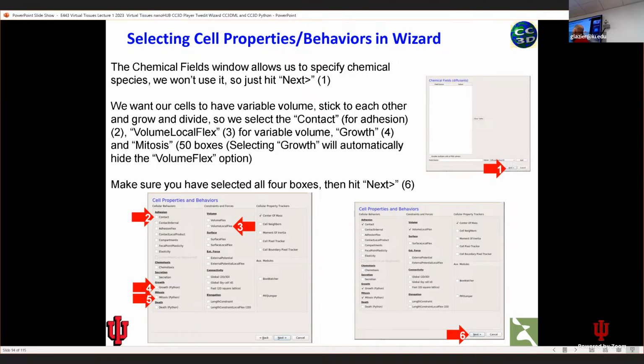And it seems obvious that the cells have a volume, but in this world, nothing exists unless we assert it. So we have to click the box that says volume local flex. Volume local flex is the name it has because individual cells can be different in their volumes. So we have to say that not all cells have the same volume. They're going to grow. Okay. So you're going to have 4 boxes ticked: contact, growth, mitosis, volume local flex, and center of mass here is going to be ticked by default.